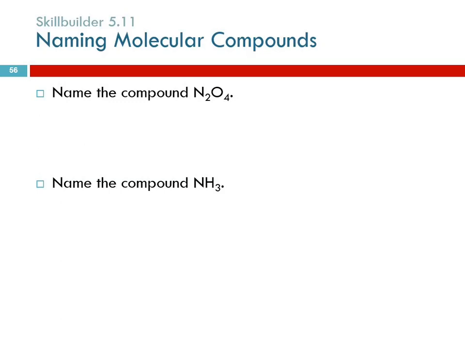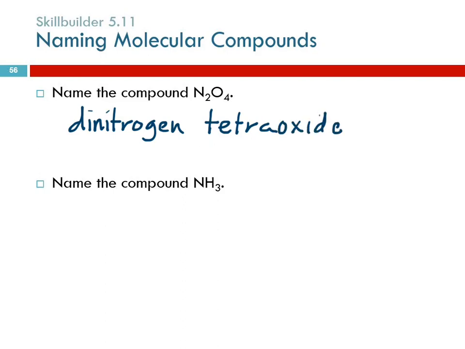Let's do a couple of examples. Name this one, N2O4. Well, the first element, there's 2 of them, right? What's the prefix for 2? Di, and the element name is nitrogen. So dinitrogen, and then a space. What's the prefix for 4? Tetra, and then oxygen becomes oxide. Now, if you dropped the A, I would accept that, because there you get the double vowel thing. It's confusing.